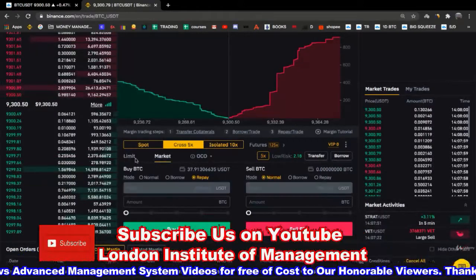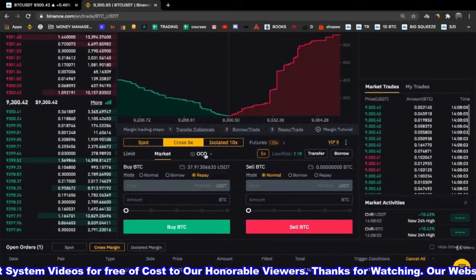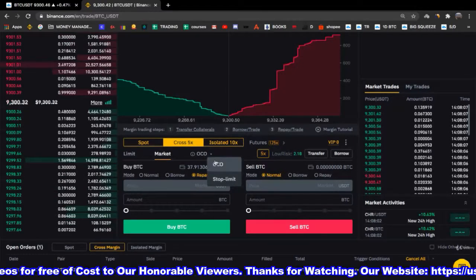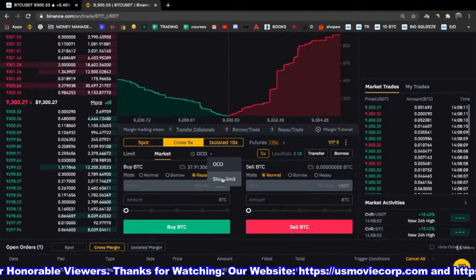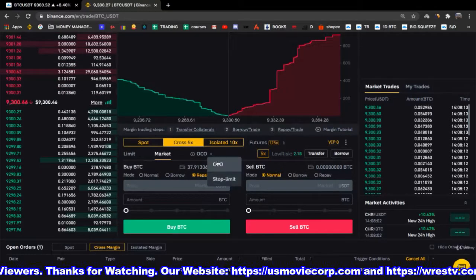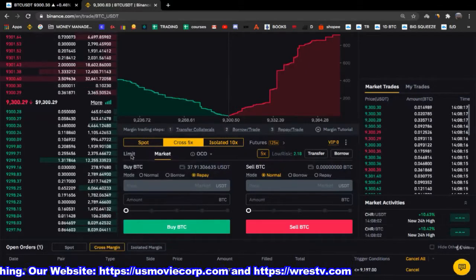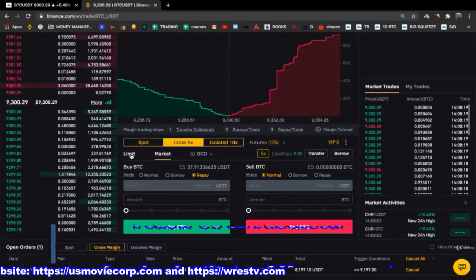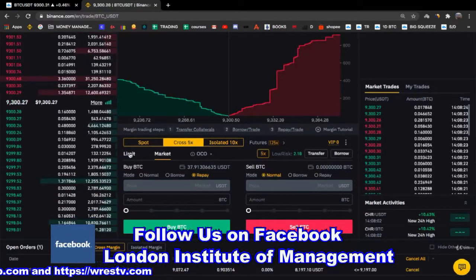So there are three types: limit order, market order, and OCO, which means one cancels the other one. And it has two options, basically the stop loss and the one cancels the other one. And I will show you now and explain why, basically in what case you want to use which one.